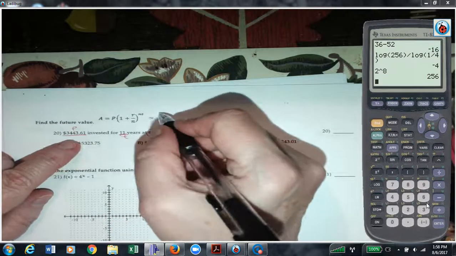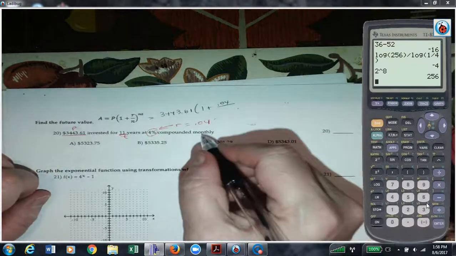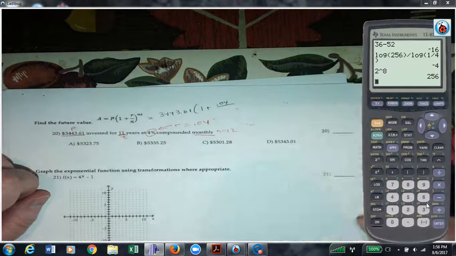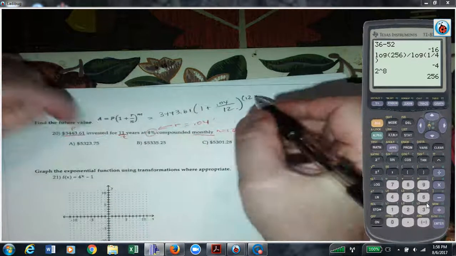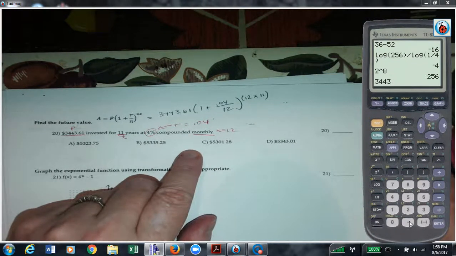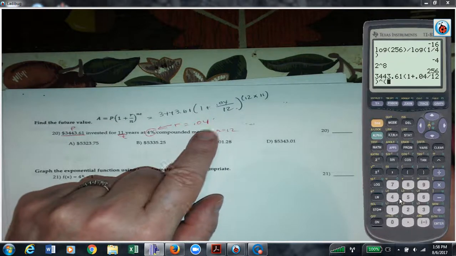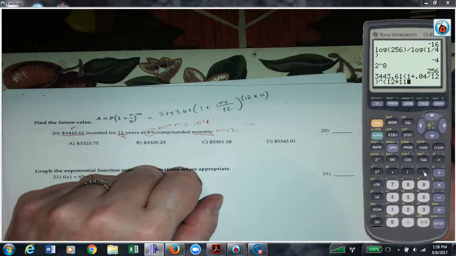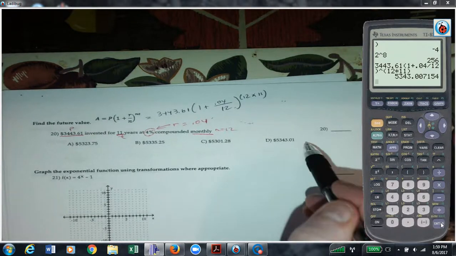So this will equal P times 1 plus 0.04, monthly means N is 12, to the power of N times T. Okay, so that's what I have to put into the calculator. 3443.61 in parentheses 1 plus 0.04 divided by 12, close parentheses, to the power of, in parentheses, 12 times 11, close parentheses. Okay. So in dollars and cents, we have to round it to 2 decimal places, and that becomes that.